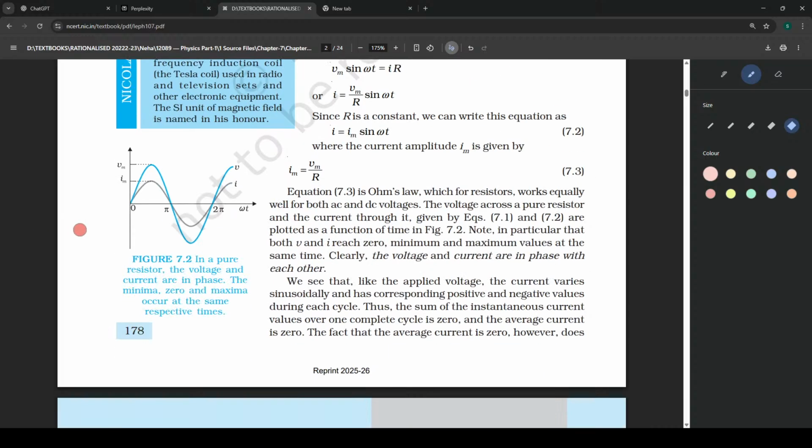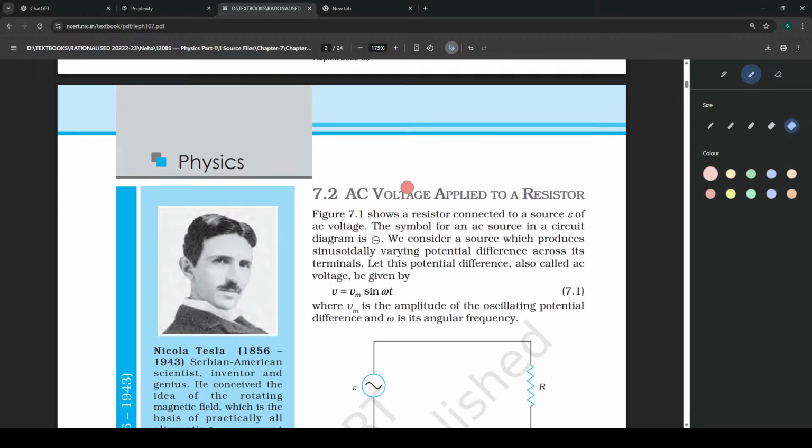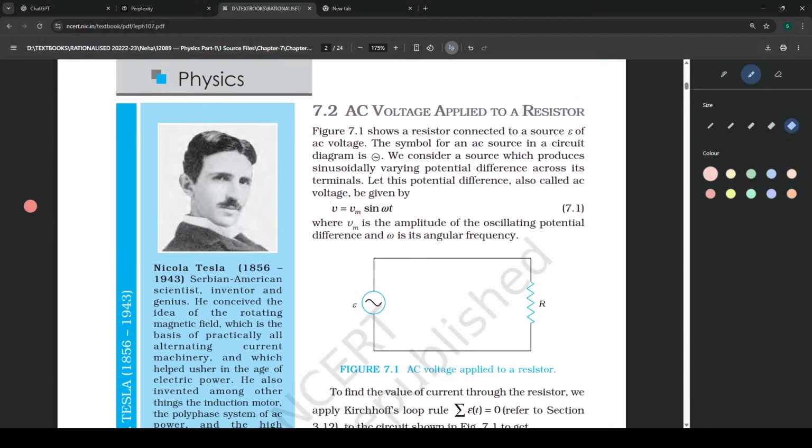And I don't think there is much about the magnetic field in this chapter. Okay, let's start with the first topic, that is AC voltage applied to a resistor. We are going to talk about a pure resistive circuit here.